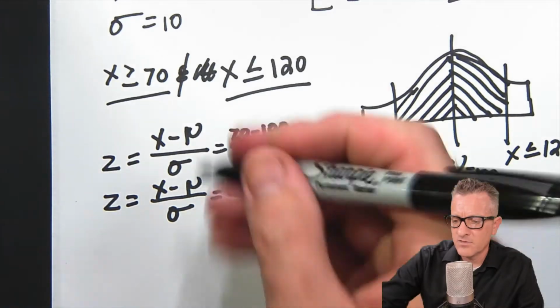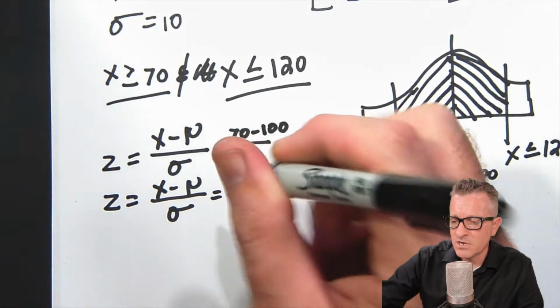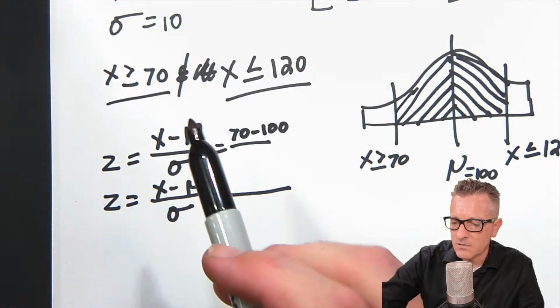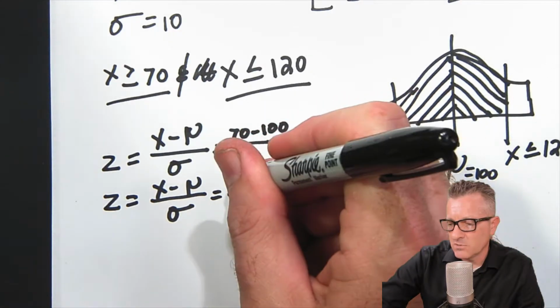Okay. So now on our upper edge, it's 120. Subtract 100.